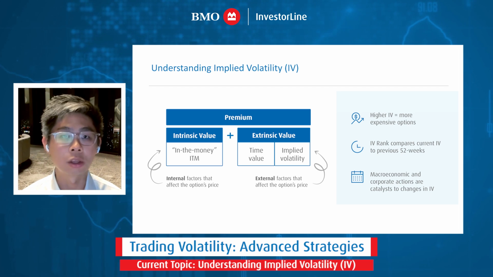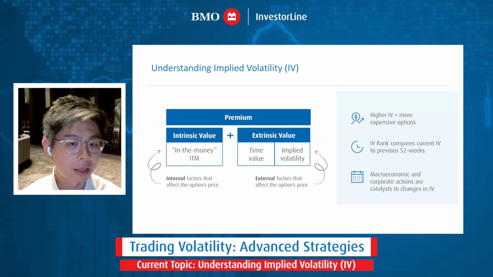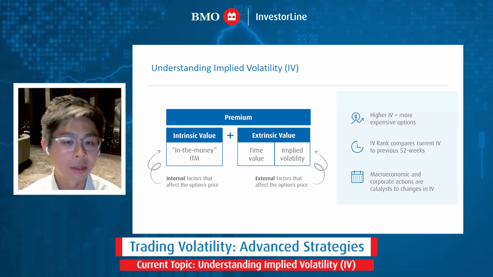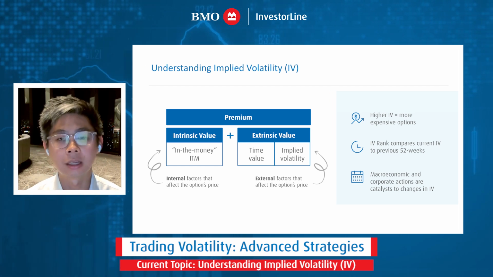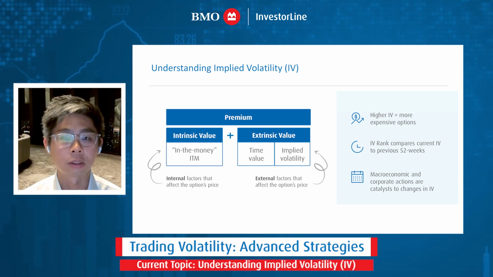That's something that you and I don't really have any control over. And then there's extrinsic value, which is the time value and implied volatility component of it. These are external factors that affect the value of an option's price.